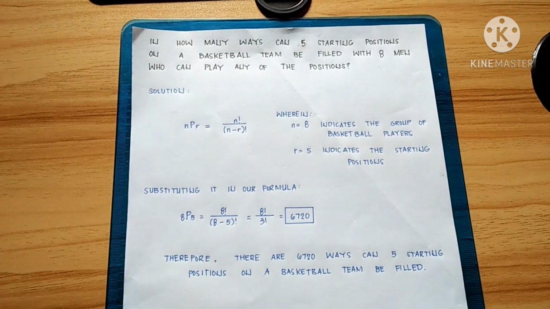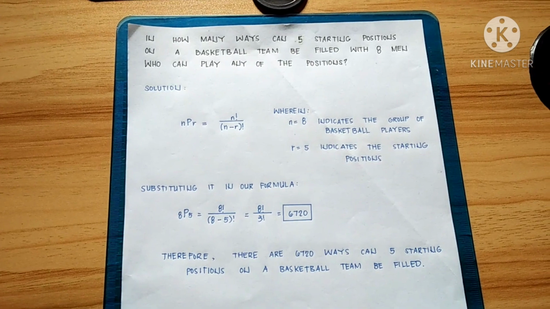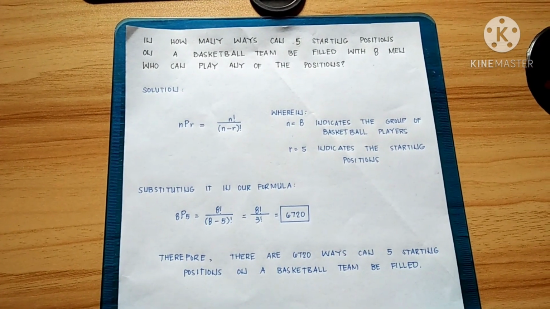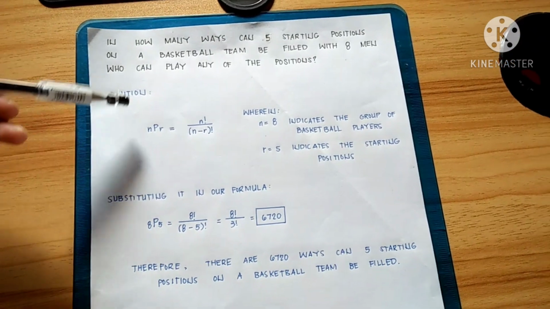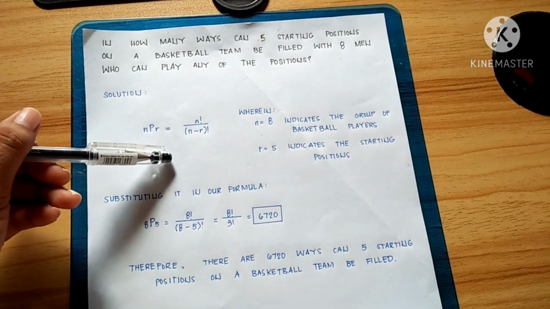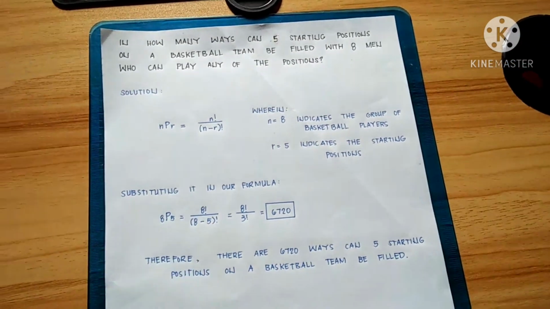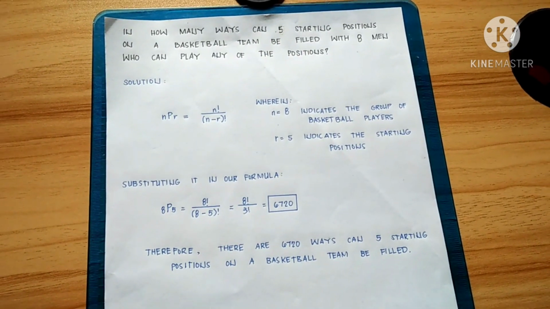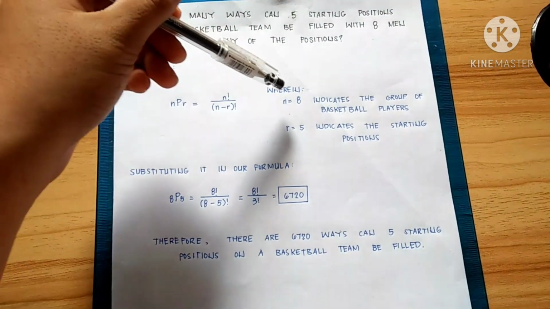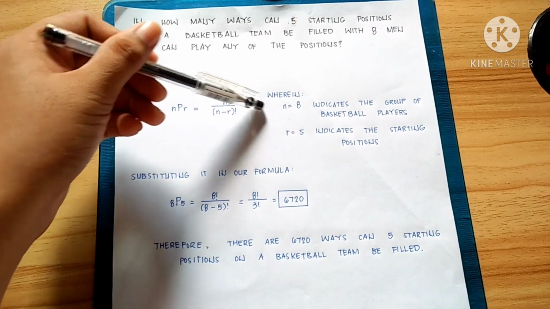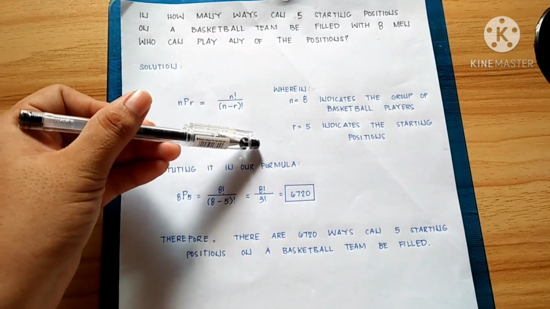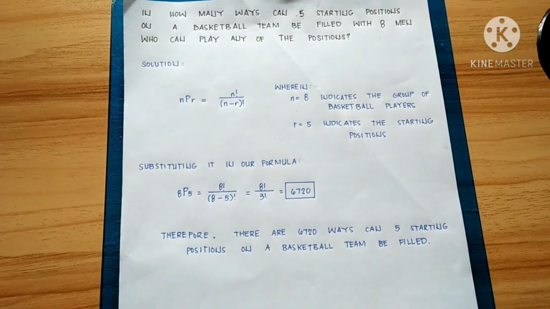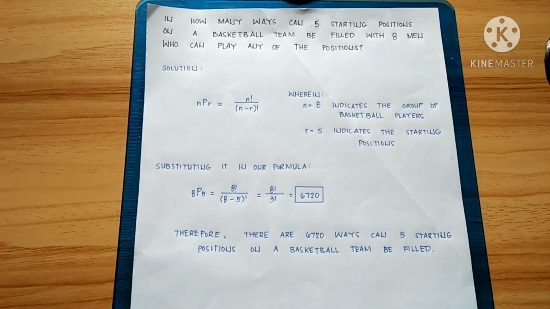According to Theorem 2.2, the number of permutations of n distinct objects taken r at a time is nPr equals n factorial all over n minus r factorial. So in this problem, n will be equal to 8, which indicates the group of basketball players, while r will be equal to 5, which indicates the starting positions.